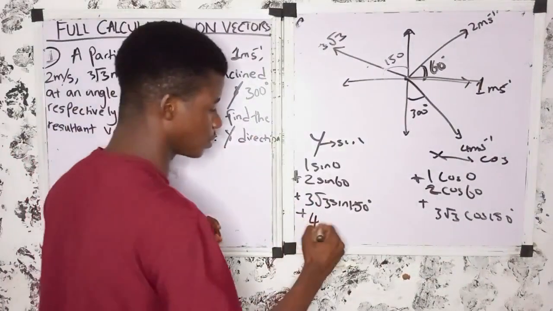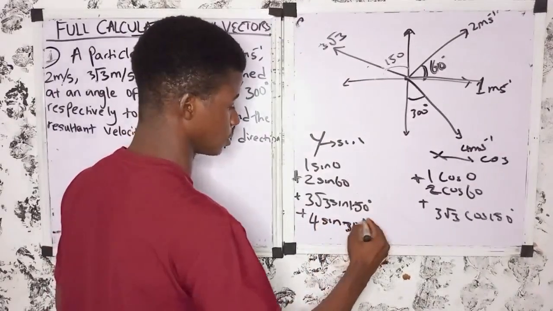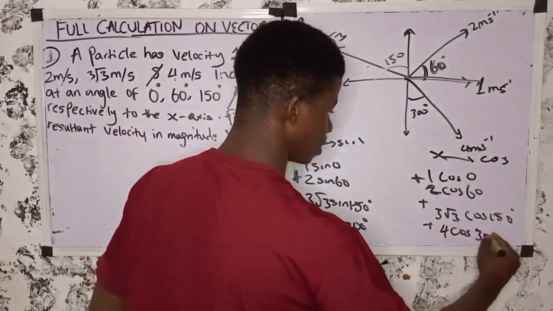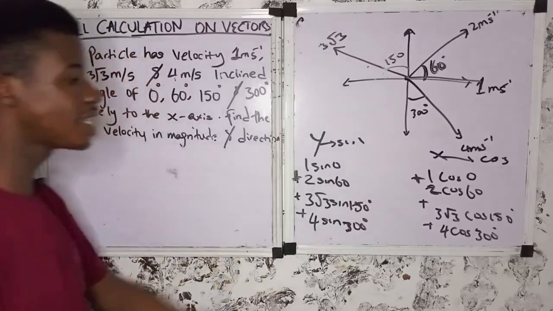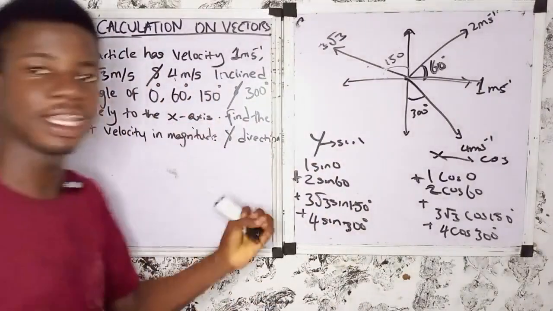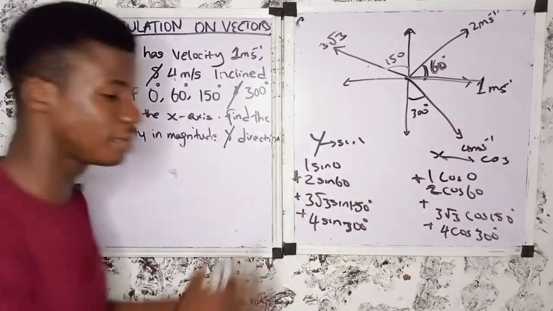So there you just use 4 sine 300 degree, plus 4 cos 300 degree. So that is just it. If we add everything, we get our y, we get our x, then look for the resultant, we get our answer. Let me add everything.